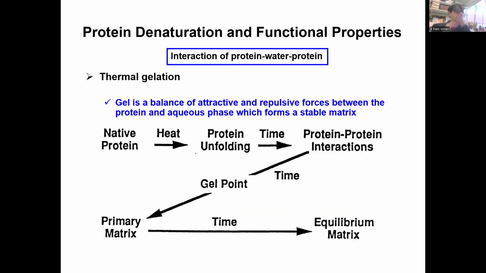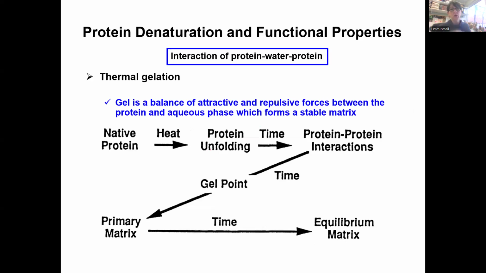Okay, so to form a gel, you really want to have that balance of attractive and repulsive interactions, because you don't want really strong attractive interactions. You really get aggregation at that point. A lot of protein-protein interaction, a lot less protein-water interaction, and you don't get that nice network and entrapment of water. So what happens, you have your native protein in solution, you apply heat, the protein unfolds, give it more time, and the protein starts forming these interactions. You reach the gel point, and you give it more time, and the matrix is formed.